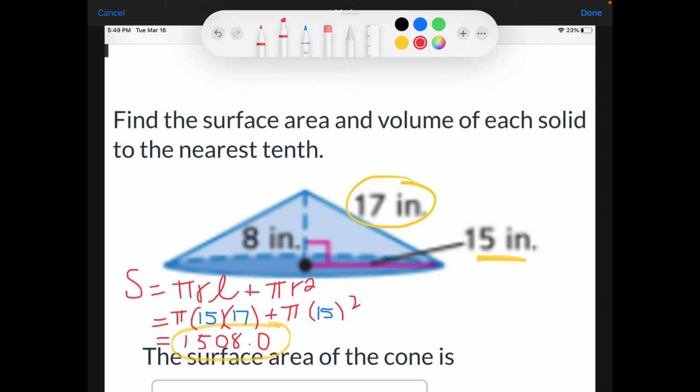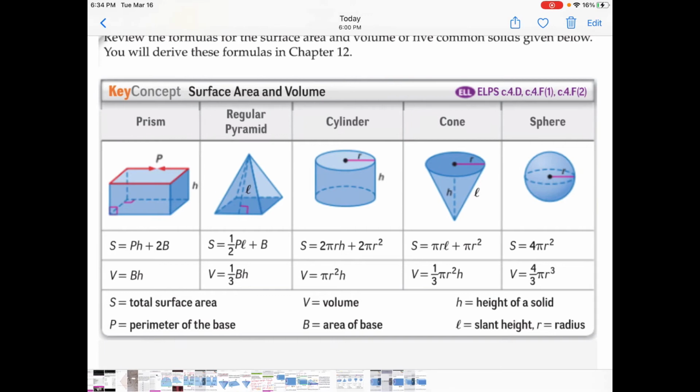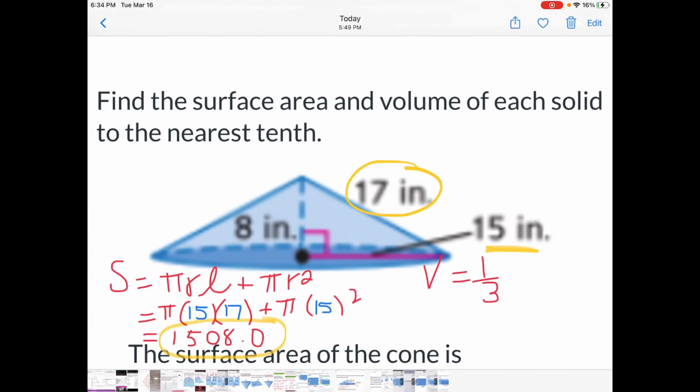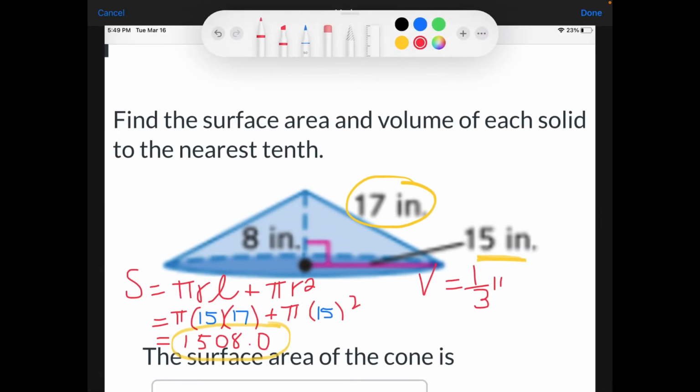And let's do the volume. Okay, I think the volume is going to be something about 1/3. Let's make sure we check that with the formula chart. Yep, 1/3 pi r squared times the height. 1/3 pi r squared times the height. Let's go and put those parentheses to show what's missing.